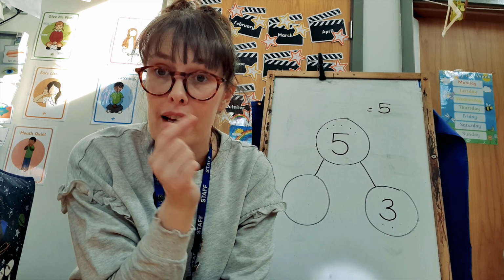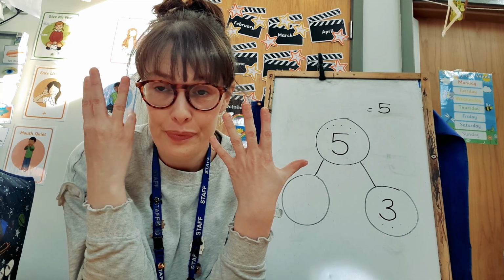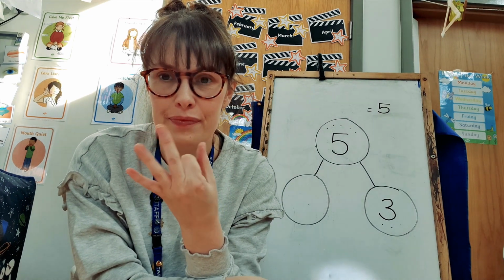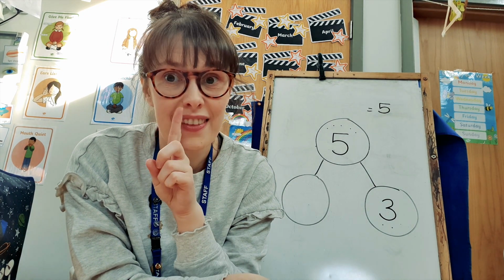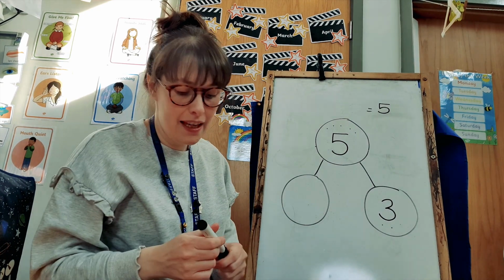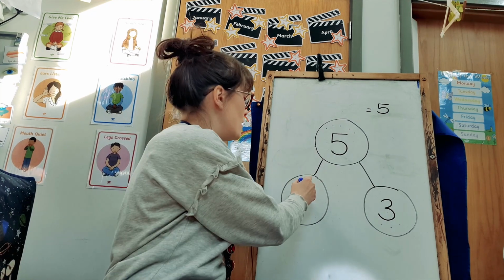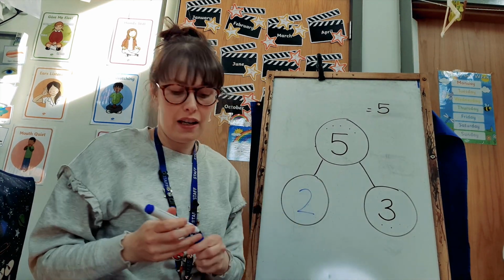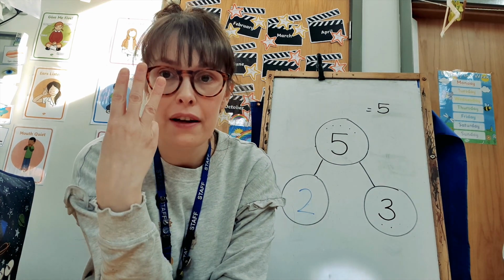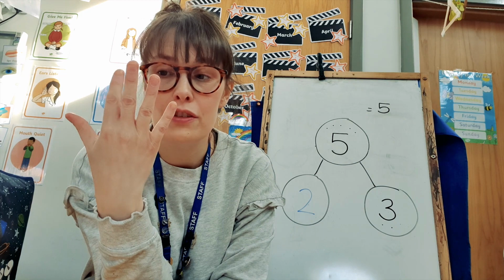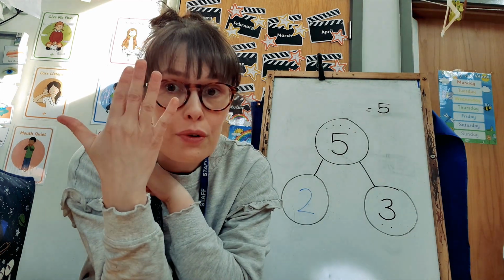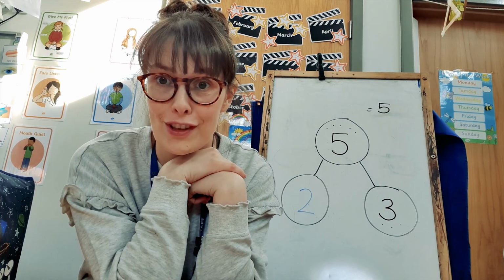I'm going to give you 10 more seconds. For those of you who weren't sure, our missing number is 2. And just to check, you can even do that in the fingers because we've got 5 fingers, so we can easily check. We have got 3. I need to make 5. So if we put 3 on our fingers, we need 1, 2 more to make 5. Well done on getting that missing number.